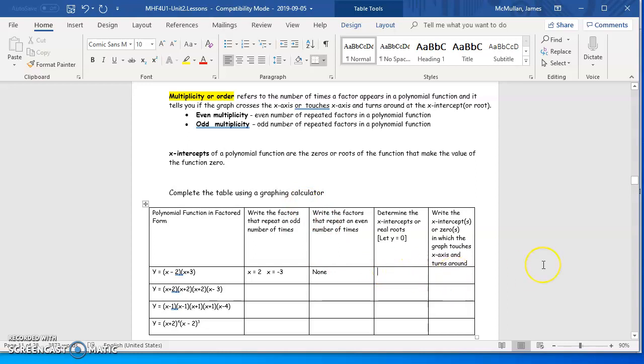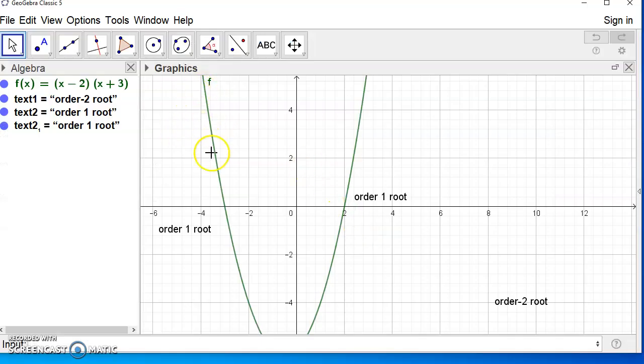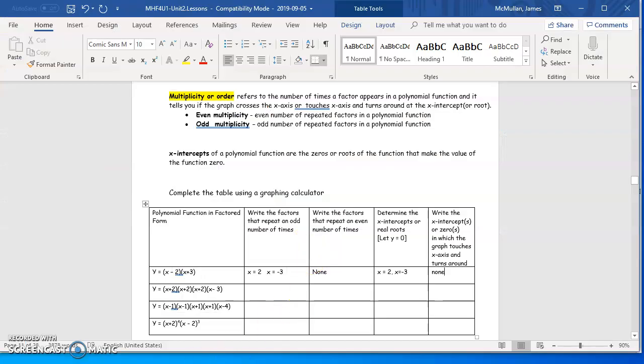Okay, so determine the x-intercepts. Again, x equals 2, x equals negative 3. And write the x-intercepts where the graph touches the x-axis and turns around. That never happened. Both of these x-intercepts go through the x-axis and continue on to the other section of the graph, so at no point does it bounce off and come back.